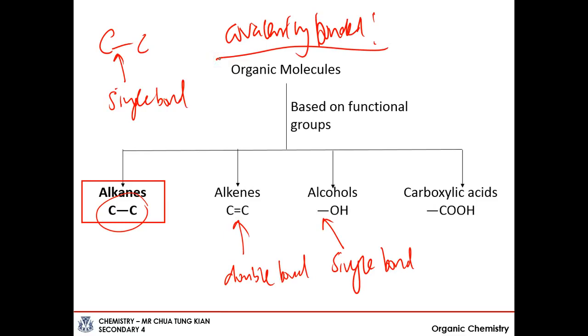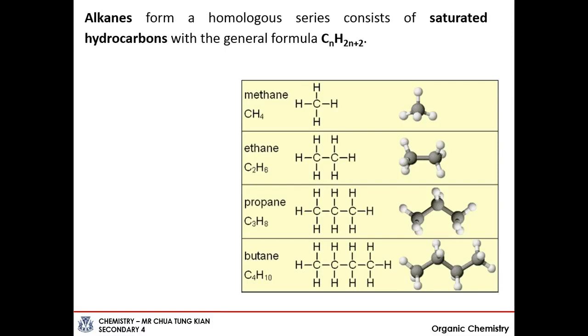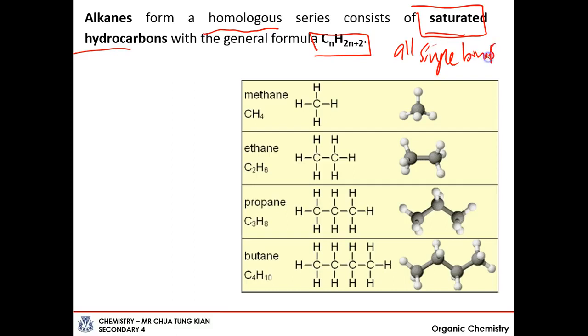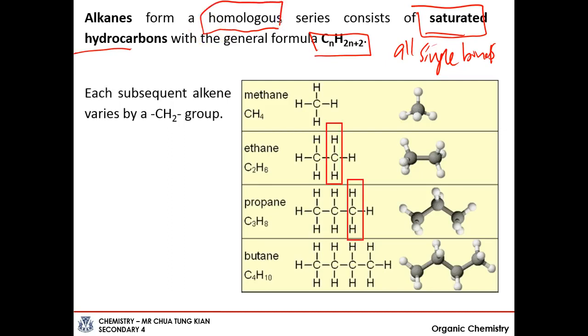Very simple class of compounds, very simple reactions. So they form a homologous series consisting of saturated hydrocarbons with the general formula CnH2n+2. Saturated hydrocarbons basically means all single bonds. There are no double bonds at all. Every bond in the molecule is a single bond. And they are in a homologous series. Why? Because each one varies by only a CH2.